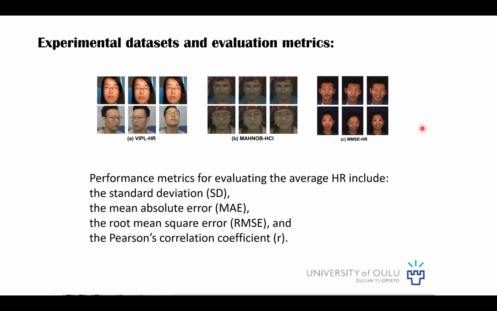For our experimental datasets and evaluation metrics, we focus on the most trending one, VIPL-HR, and also one classical dataset, MAHNOB-HCI. We also do cross-testing, training on VIPL-HR and testing on MMSE-HR. The evaluation metrics are SD, MAE, RMSE, and the Pearson correlation coefficient.